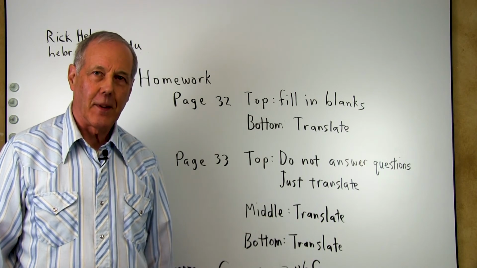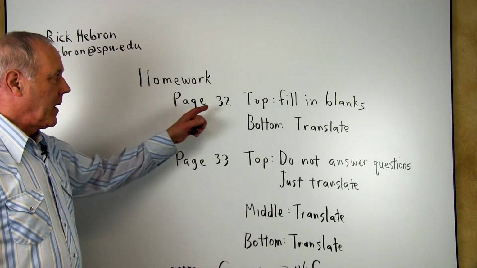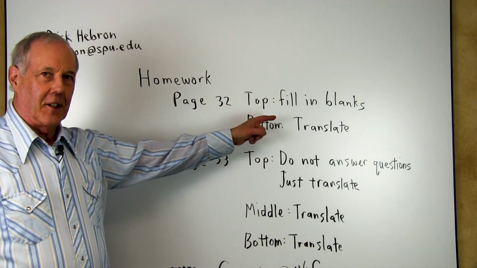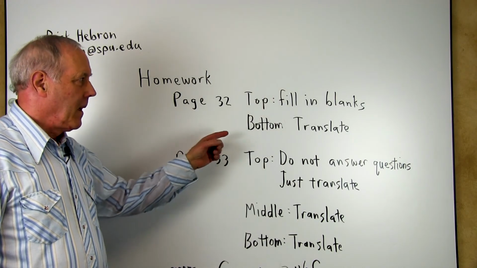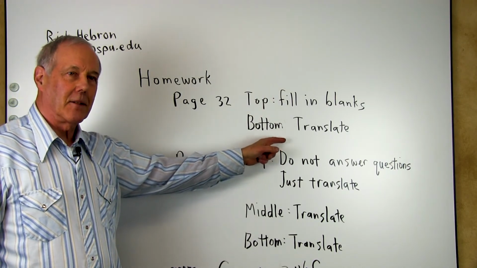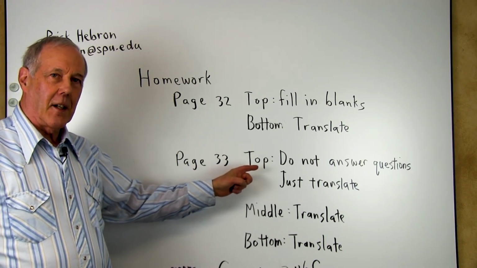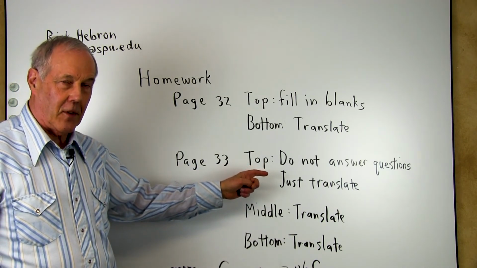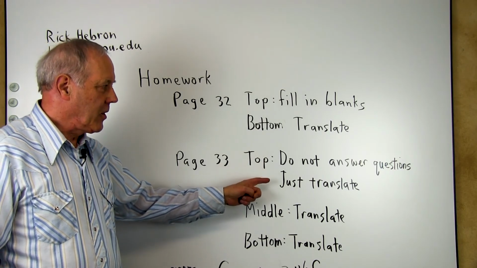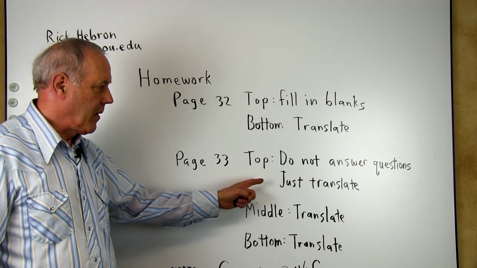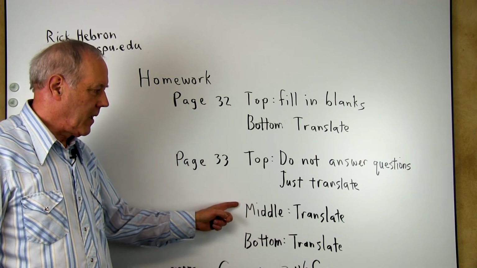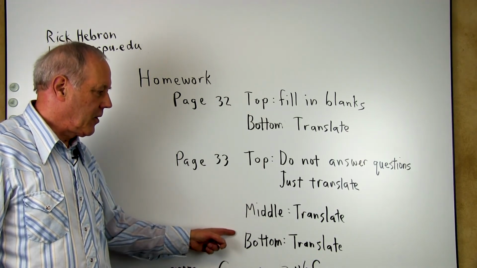Some homework for this week. On page 32 at the top, fill in the blanks. At the bottom, translate. Page 33, they're asking you to answer the questions, but that's too difficult. Rather than that, just translate the top of page 33. In the middle, translate. The bottom, also translate.